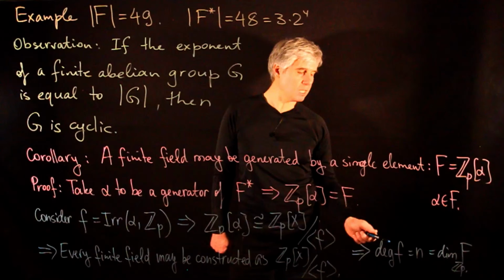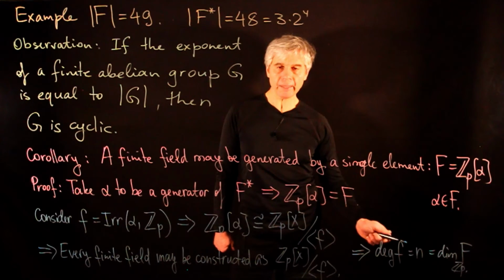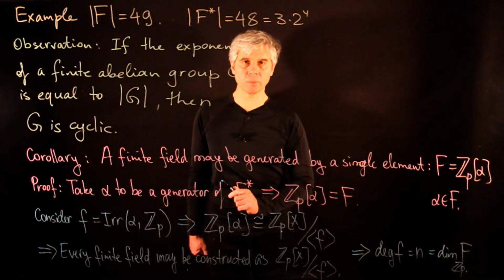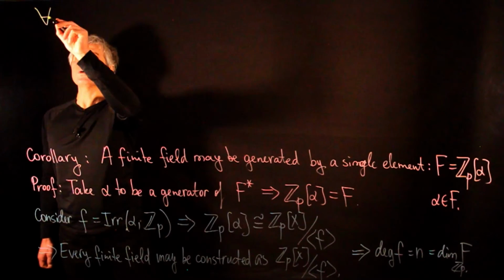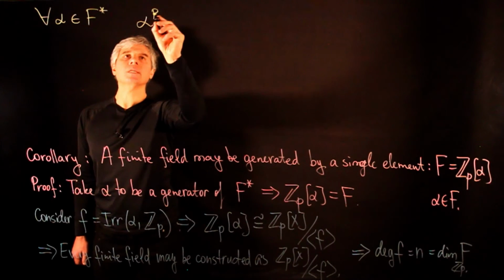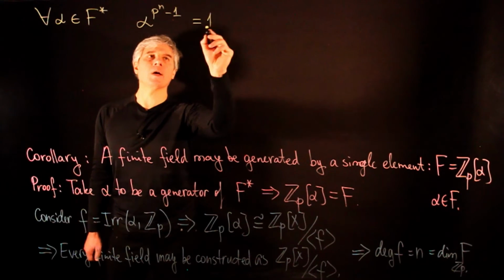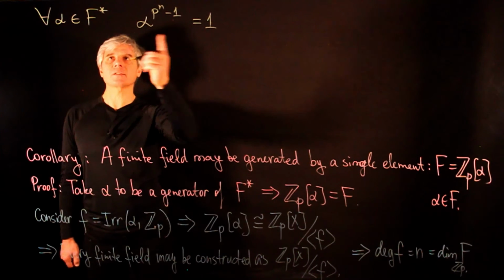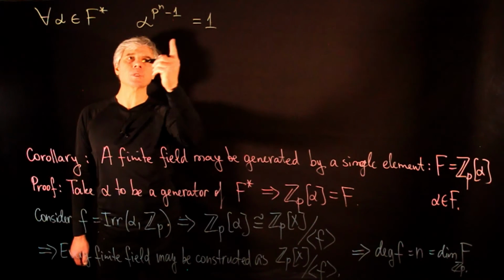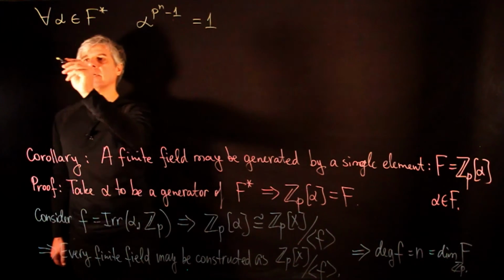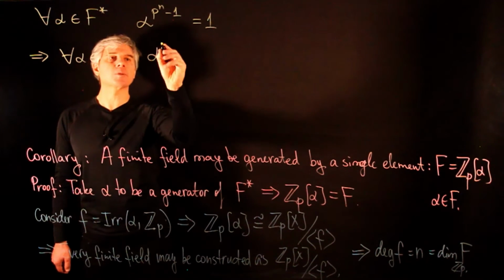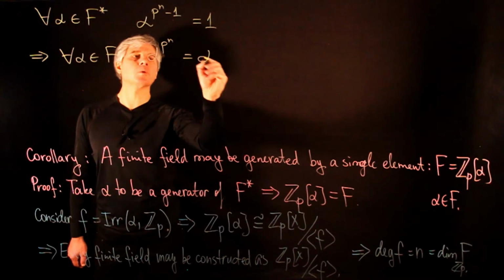If we know that the degree of the minimal polynomial of alpha is equal to n, this does not mean that alpha is a generator of the multiplicative group. From Lagrange's theorem, we know that for all alpha in the multiplicative group of the field, alpha to the p to the n minus 1 is equal to 1. If we want something like this to hold for all elements of F, including alpha equals 0, then all we have to do is multiply by alpha both sides. Then we conclude that for all alpha in F, alpha to the p to the n is equal to alpha.